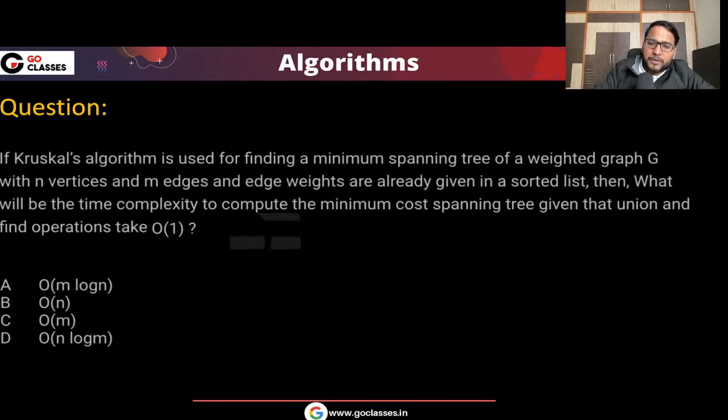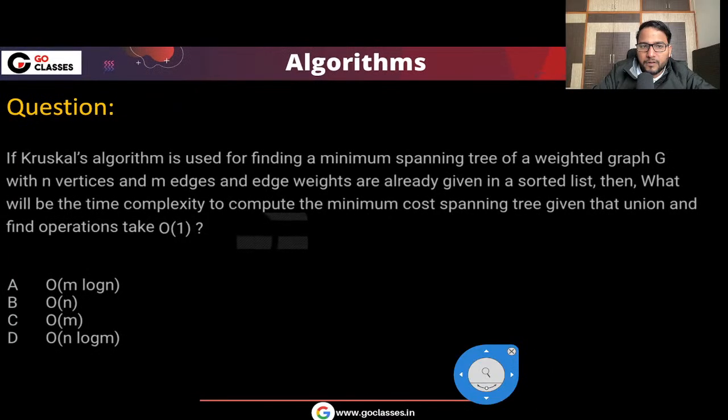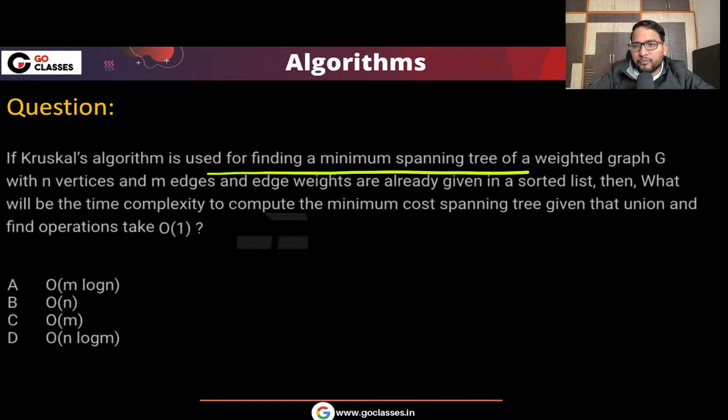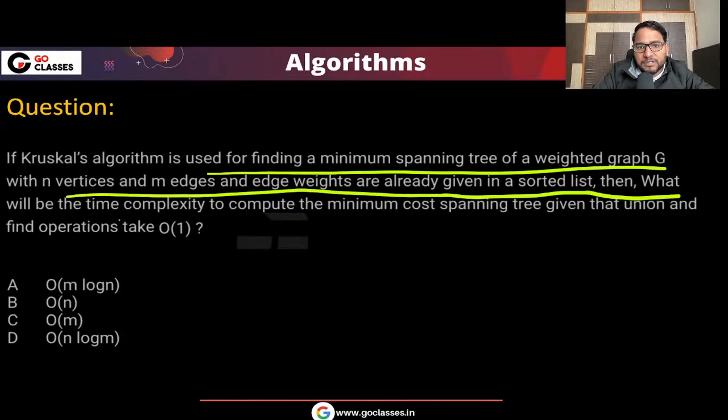Now let's solve this particular question. I hope this question is visible to everyone, right? Now let's solve it. What they're saying is that if Kruskal's algorithm is used for finding the minimum spanning tree of a weighted graph with n vertices and m edges, and weights are already given in a sorted list, then what will be the time complexity to compute the minimum cost spanning tree?